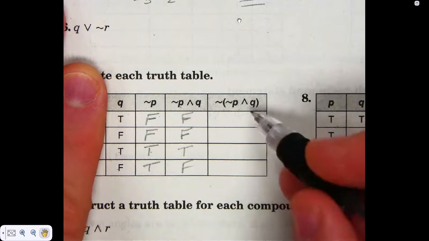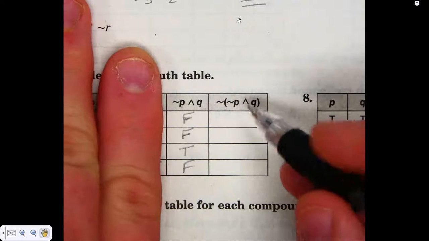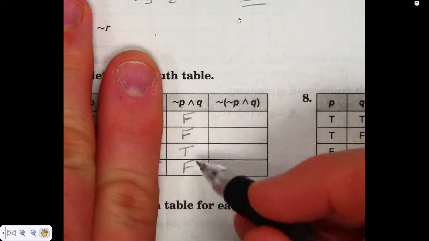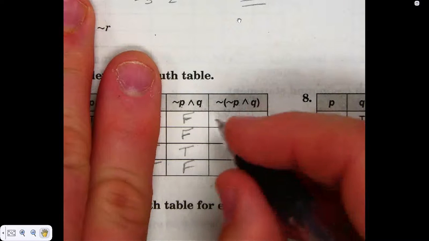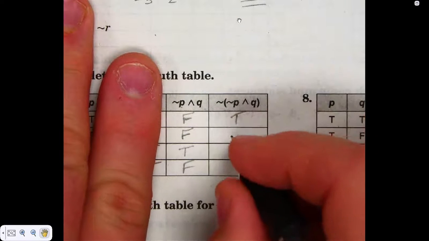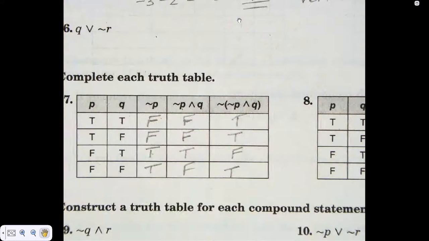Now, what is this other than a complicated looking thing? Is it not just the negation of this? So the opposite of this over here, right? What's the opposite of being false? What's the opposite of being true? What's the opposite of being false? There you go. If you do it piece by piece, you'll be okay on these.